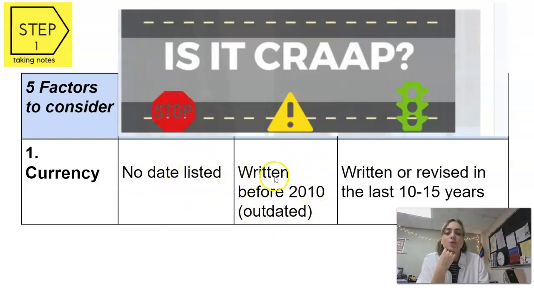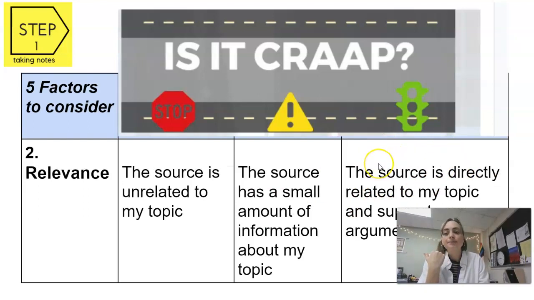If it was written before 2010, this means the information is kind of outdated and we want to try and find a more current source. If the article was written or revised in the last 10 to 15 years, you are good to go. That is a good sign.